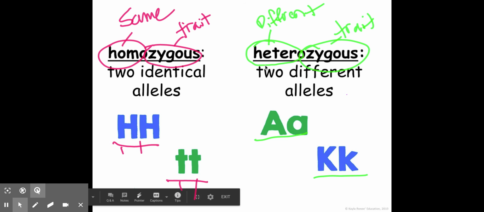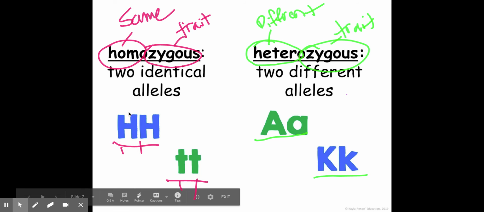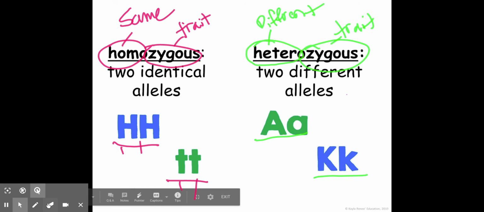You guys might have seen homo and hetero before, when we talk about someone being homosexual versus heterosexual. Heterosexual individuals have a man and a woman in that relationship. Homosexual individuals are the same: a man and a man or a woman and a woman. So you can maybe use that to help remember that with homozygous, our letters are going to be the same. They're both going to be capital or they're both going to be lowercase. Versus heterozygous, they're going to be different. One will be capital, one will be lowercase.